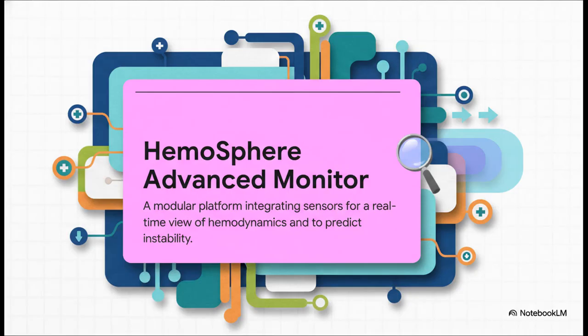So what exactly is the HemoSphere Advanced Monitor? Well, at its heart, it's a modular, all-in-one platform. Now, what does that mean? It means it's built to bring in data from a whole range of different sensors and put it all in one place, giving you this single, complete, real-time picture of your patient's hemodynamics. But, and this is the critical part, it doesn't just tell you what's happening right now. It's designed to look ahead and actually predict future instability.